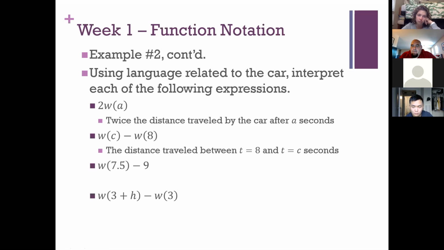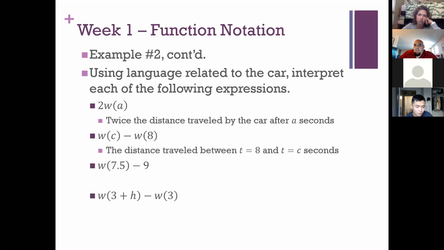The change in distance the car has traveled during 7.5 seconds when the car starts 9 feet behind the starting point. Okay, so we have an offset of 9 feet there. In the chat, we have distance traveled at 7.5 seconds after 9 feet. I think that's very similar to what I just heard. Distance traveled in 7.5 seconds when distance is -9.